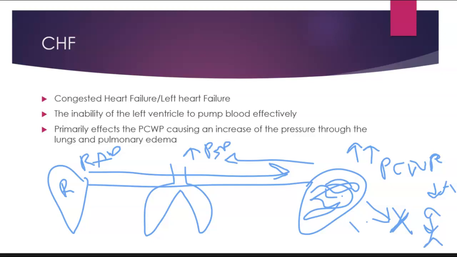Oh my God, this stupid cardiac output's decreased. Rar doesn't want to like me.